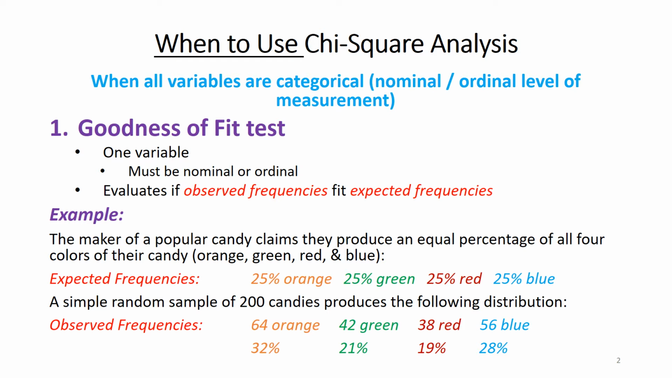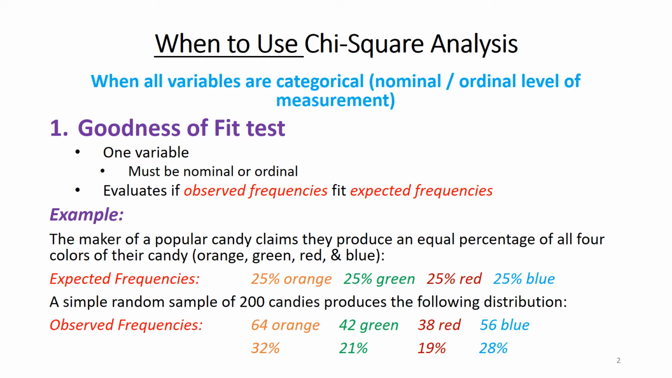And if the makers claim that they produce an equal percentage of all four colors of their candies, if you were to find a big vat of these candies and go through them, what would you expect the color breakdown to be if the maker's claim was accurate? If there's four different candies and the claim is that there's an equal percentage of all of them, then you would expect 25% of the candies in a particular batch to be orange, 25% to be green, 25% to be red, and finally 25% to be blue.